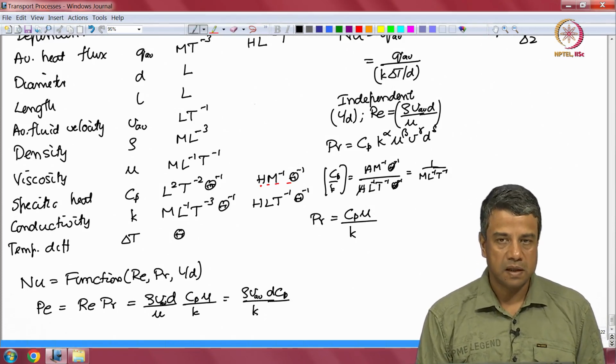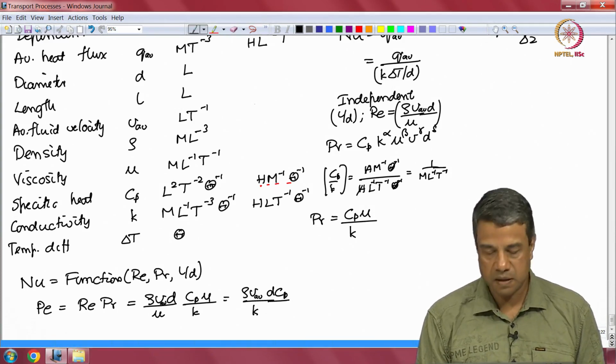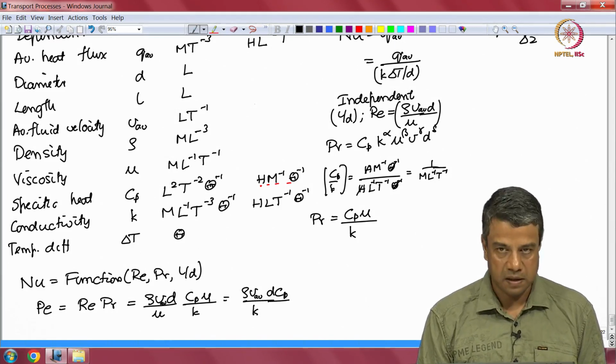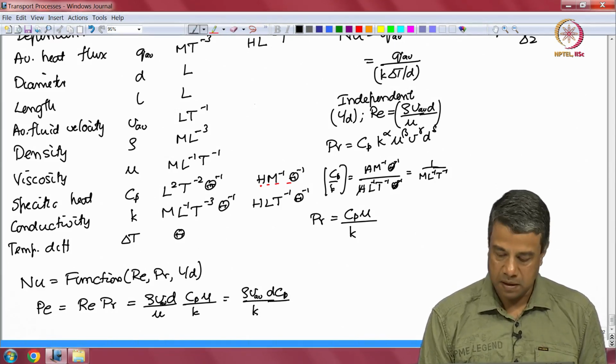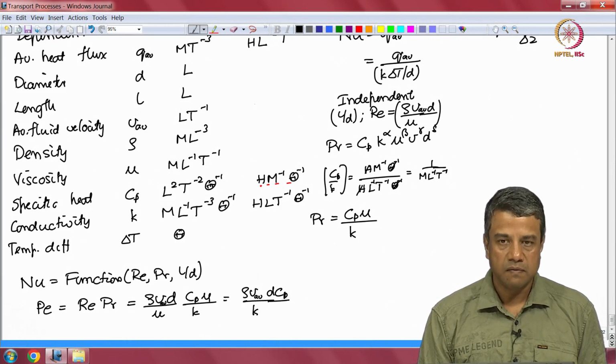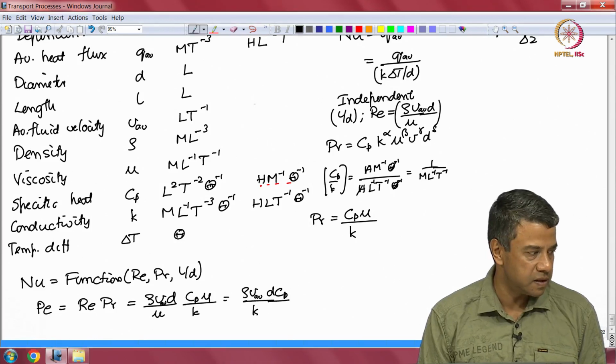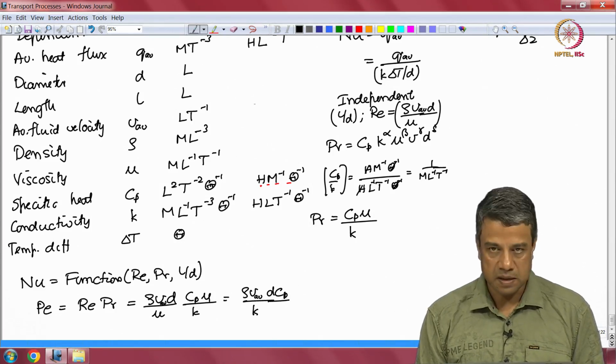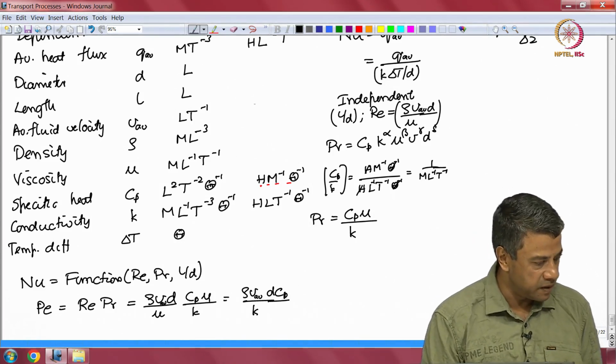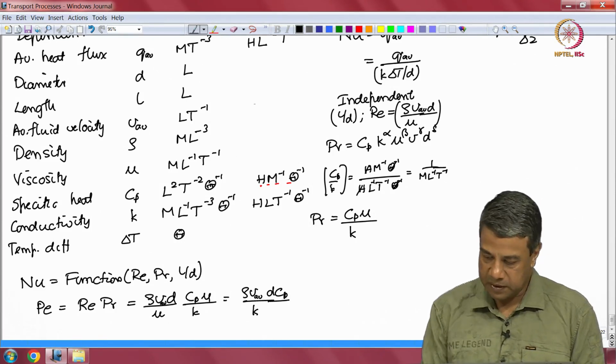And as we will see later, this is the ratio of convection and diffusion for heat. The earlier Peclet number that we had, V d by diffusion coefficient, was the ratio of convection and diffusion for mass. This is the ratio of convection and diffusion for heat.